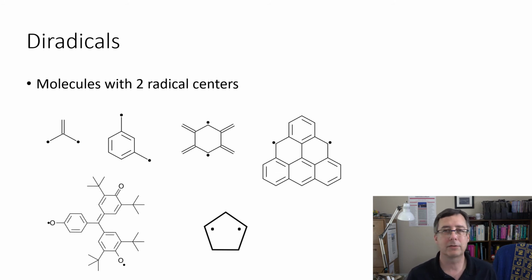All right, let's switch gears to another situation. What if I had diradicals? Diradicals are like radicals, but there's just two radical centers. So here's a bunch of examples.